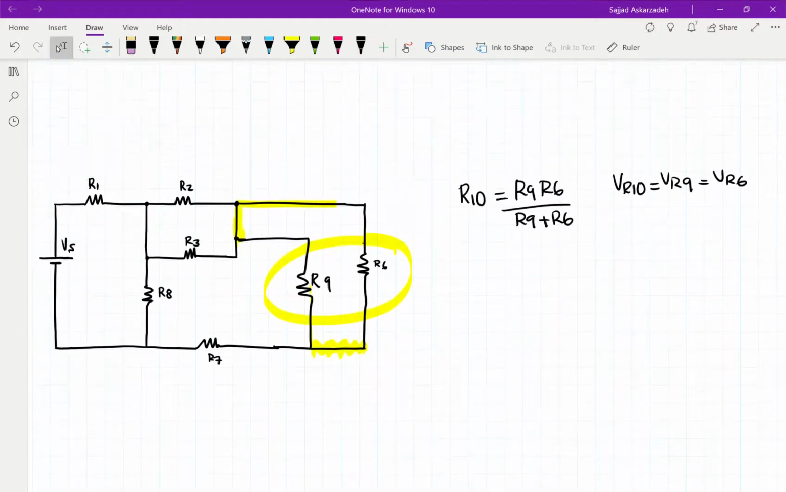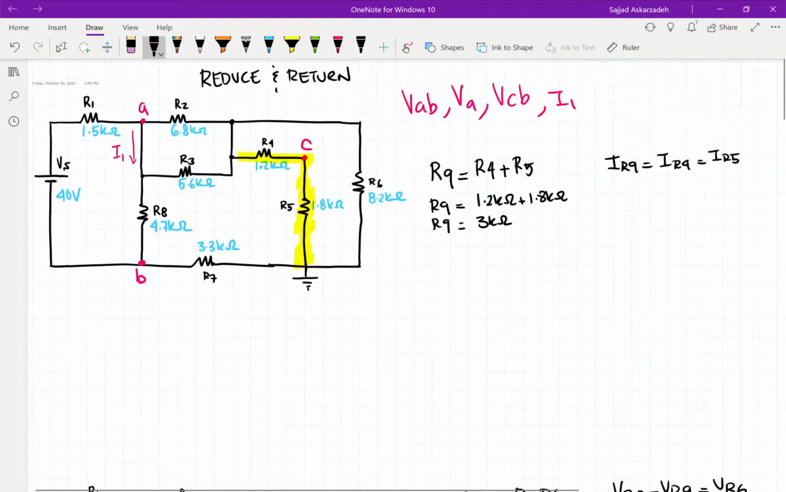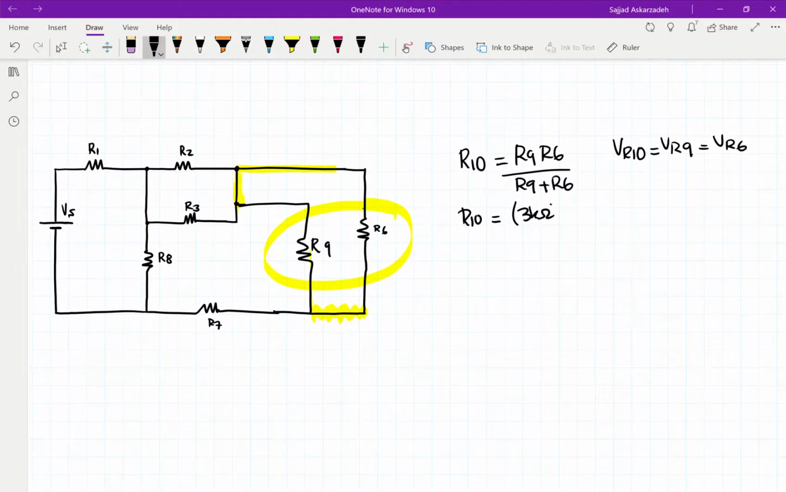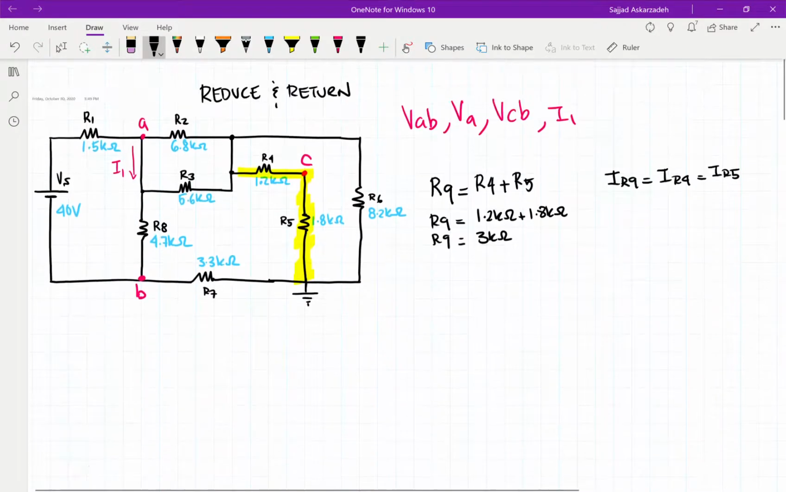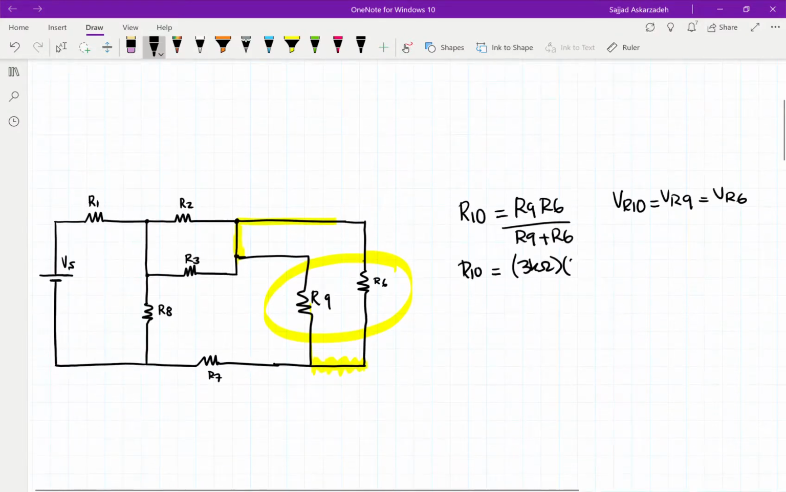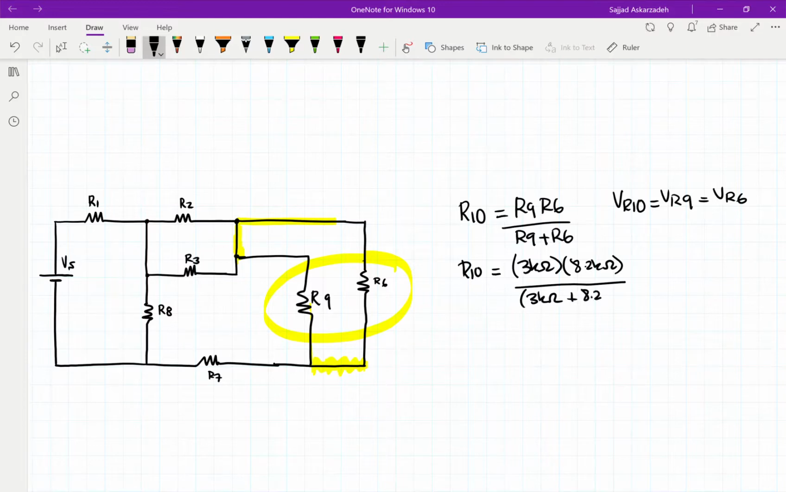Did we write the value for this? No, we haven't. So we're just going to go back and write the value for this. What was the value for R9? R9 was 3 kilo ohm. And the value for R6 was 8.2. So 3 kilo ohm in parallel with 8.2 kilo ohm, and when we calculate this we get 2.19 kilo ohm.